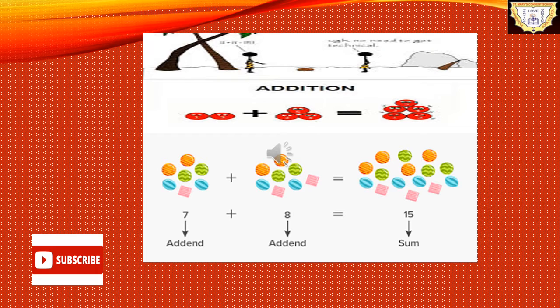While adding, we can add any number of addends. It can be 2, it can be 3, it can be 4 or more. We call all this an addition operation. The result of an addition operation is called the sum.